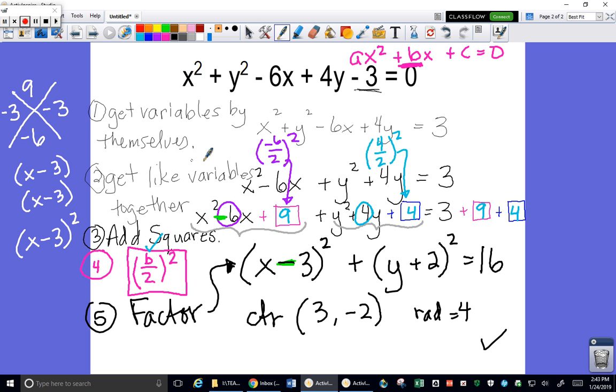So these are your 5 steps when you want to take a general equation and write it in standard form for a circle.